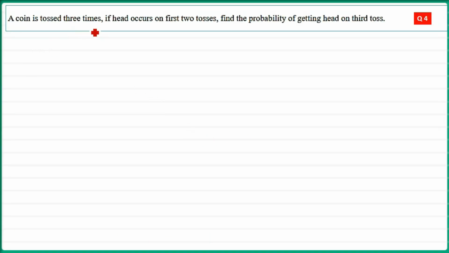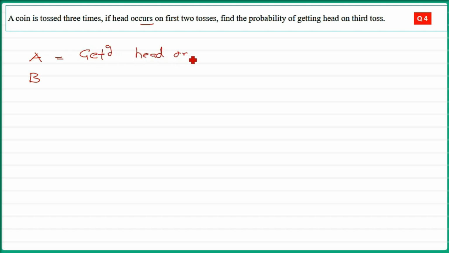A coin is tossed 3 times. So there is only one coin. There are not 2 coins. Okay, there is only one coin. If head occurs on the first 2 tosses, find the probability of getting head on the third toss. This is a conditional probability. If head occurs, if it is already given that, if it is known, all these kinds of phrases will tell you that this is a conditional probability question.